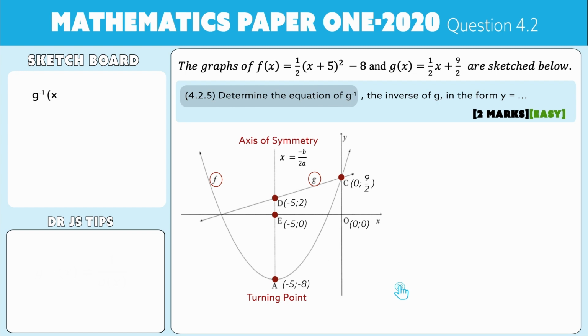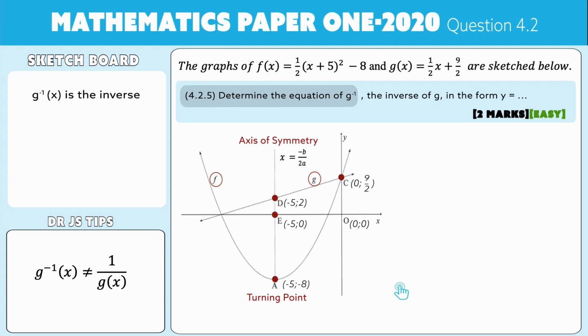g minus 1 of x is the inverse. Okay? Always the inverse. Please, under tips, g minus 1 of x is not 1 over g of x. It's not a reciprocal, folks. Please don't make that mistake. It's an inverse, and an inverse is a process.